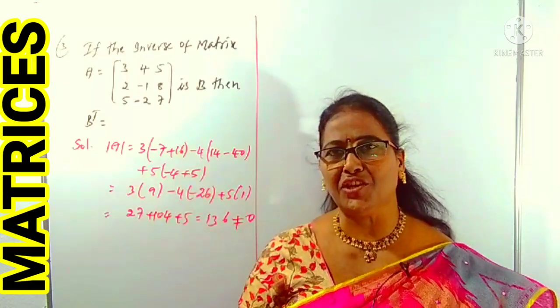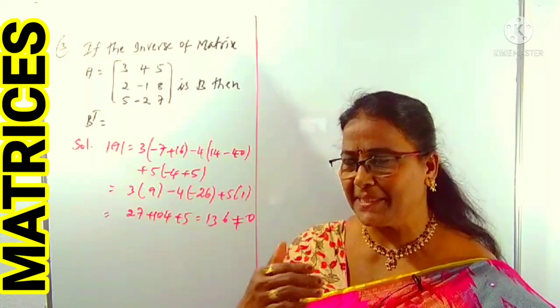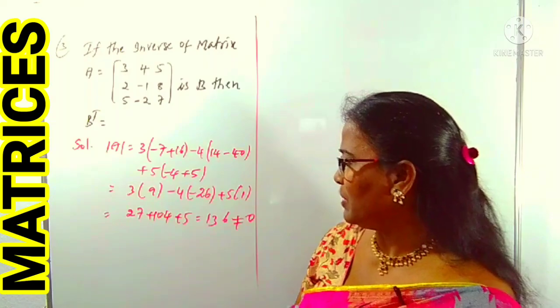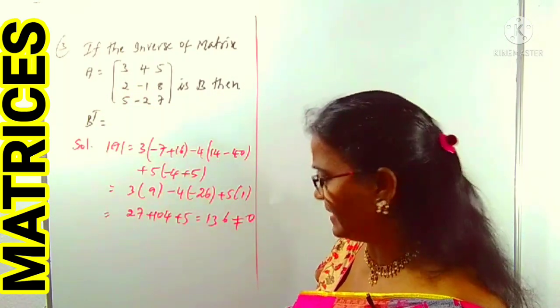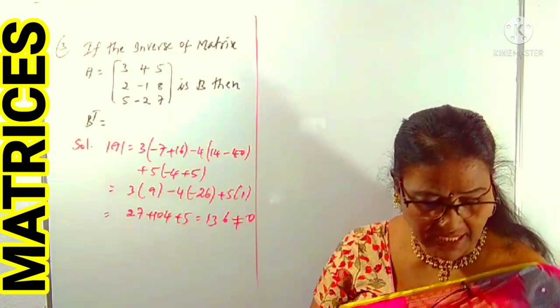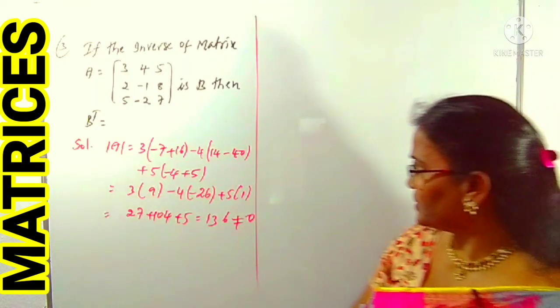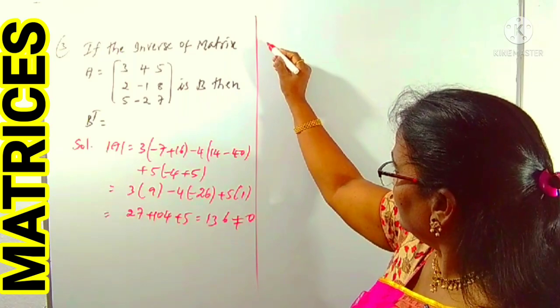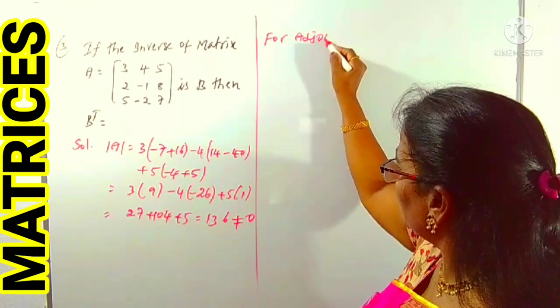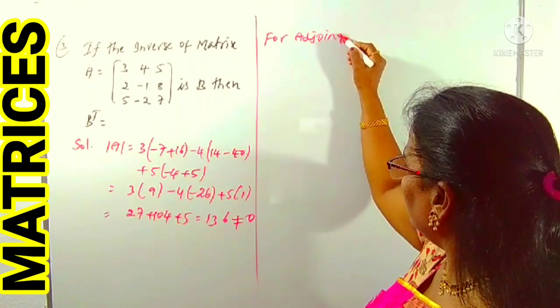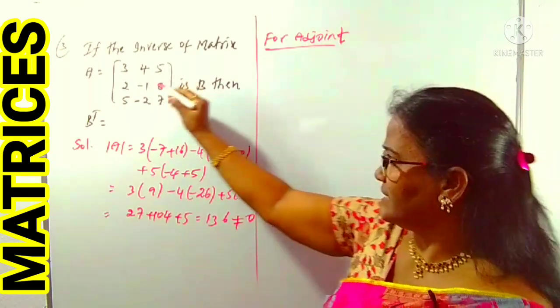So how can you find the adjoint of a 3 by 3 matrix simply? You have to remember one thing here. To find the adjoint of a matrix, first you have to take the transpose of the matrix. For adjoint you have to concentrate on the transpose first. Okay, how can you take the transpose?